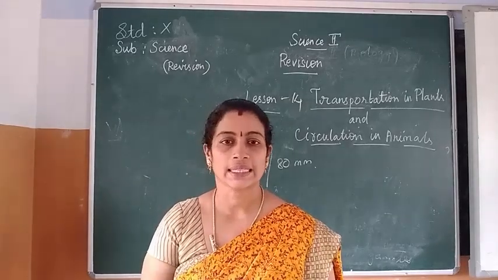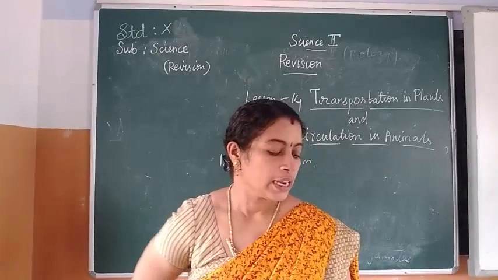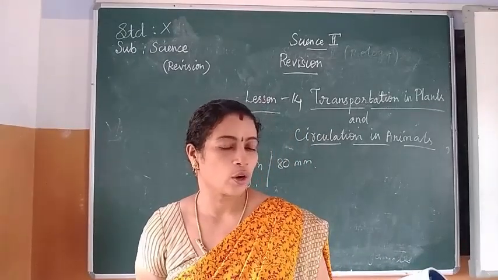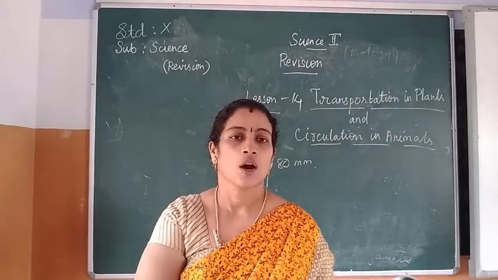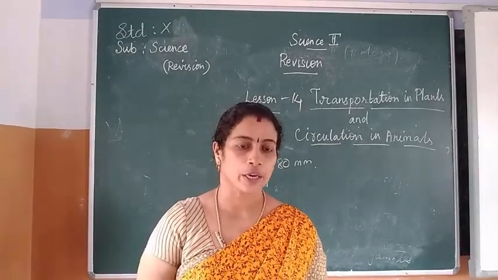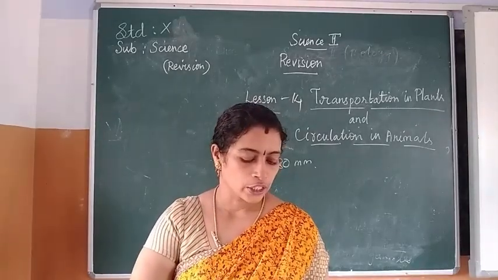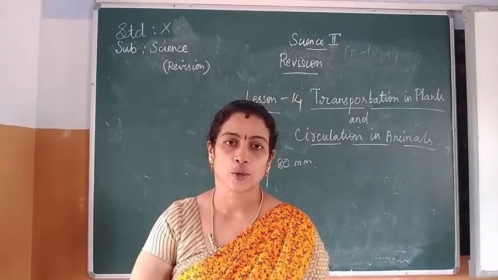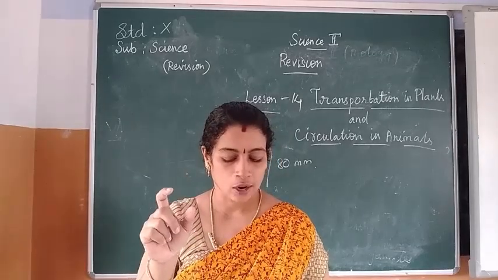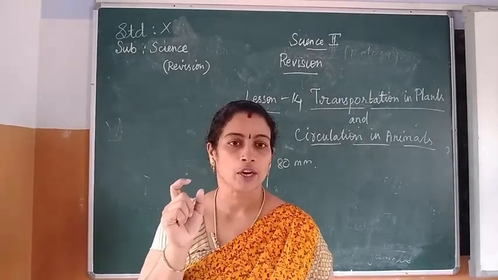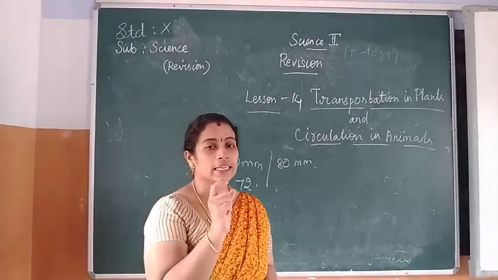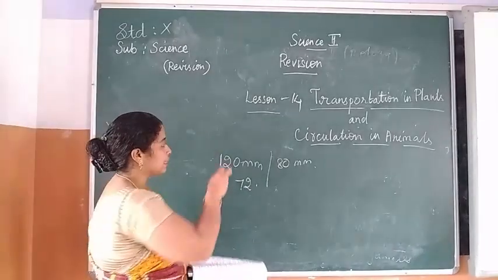The next one, answer in a word. Name the protective covering of the human heart. Pericardium. So pericardium is the outer protective covering of the human heart. Then, what is the shape of RBC in human blood? Biconcave disc shape.